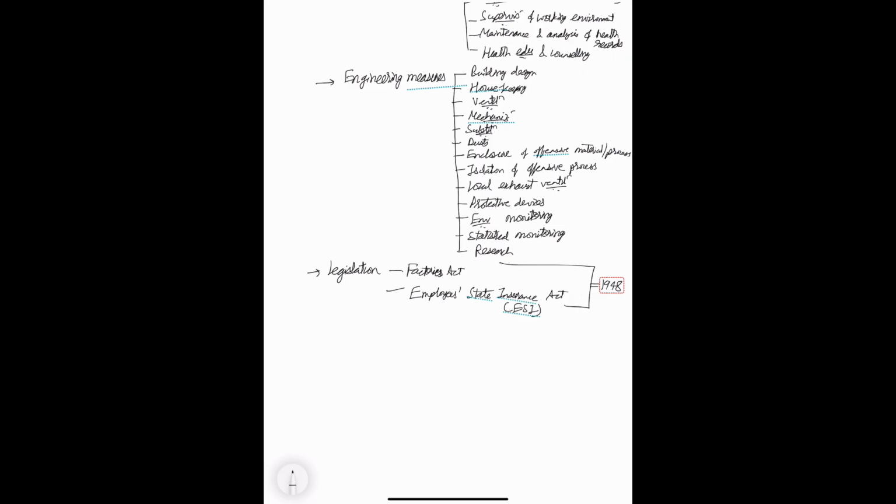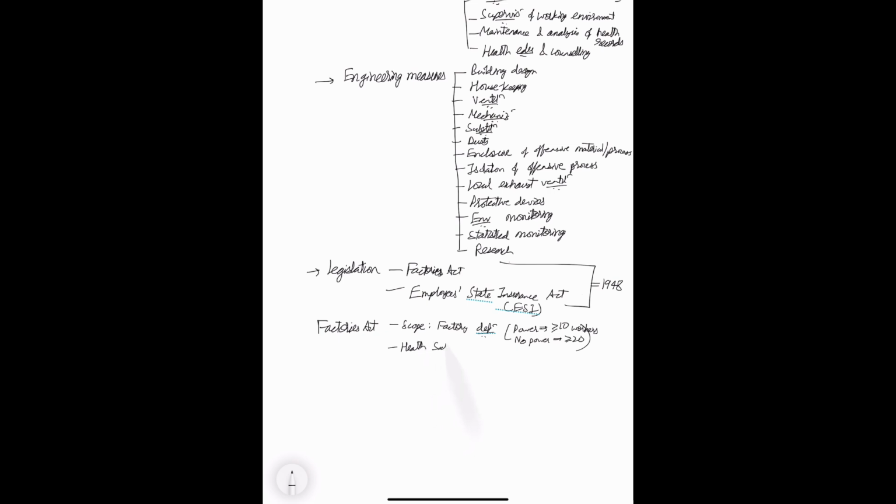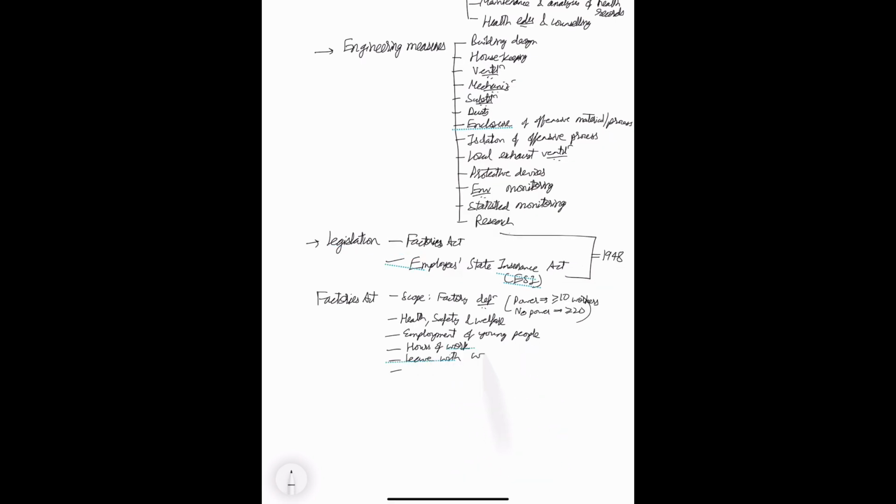Now, coming to the Factories Act, we need to know the scope of the act, which includes the definition of a factory. When running on power, it needs more than 10 workers. Without power, it needs a minimum of 20 workers to be called a factory. Then we have various scopes, which include the health, safety, and welfare of workers, employment of young people, hours of work, leave with wages, occupational diseases, and employment in hazardous processes.